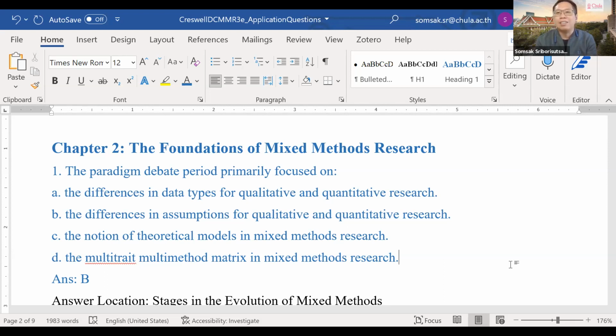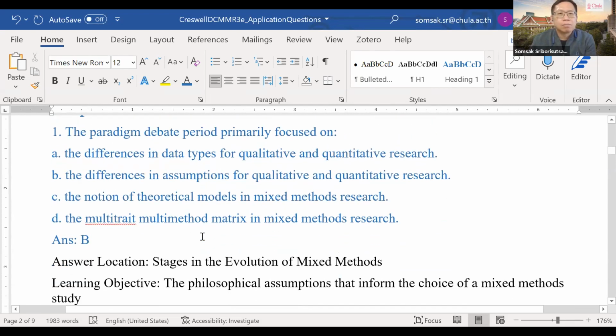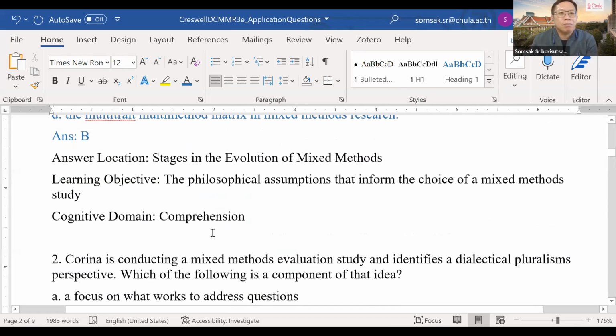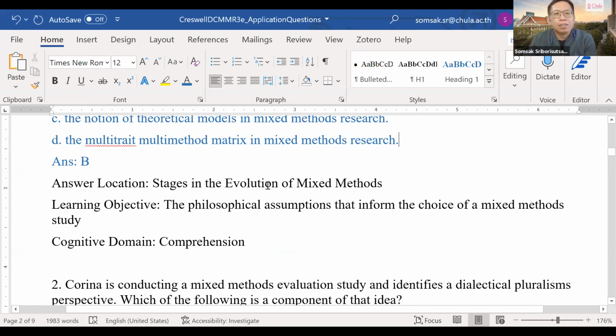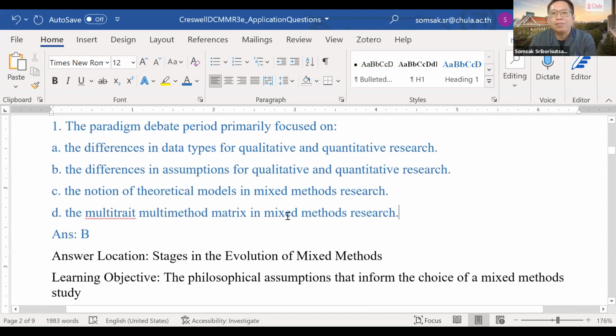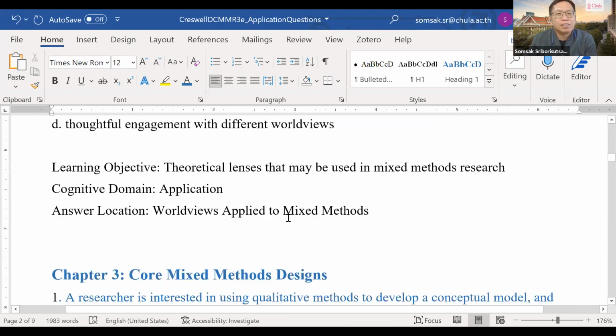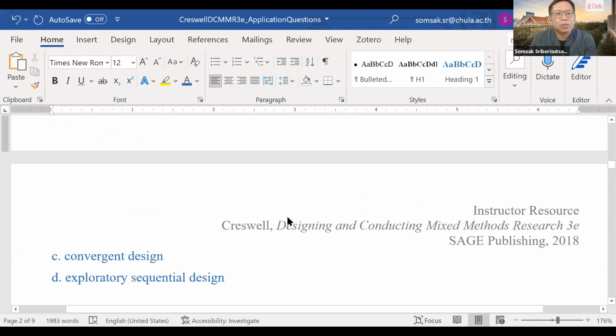You can test the theory and you can understand the subject or the participants as well, the worldview of participants. You can do it at the same time, right? But at the beginning, they had a serious debate about assumptions. Maybe you could say they were enemies. But not in this period now, because we have quite a compromise. Yeah, we can work together.